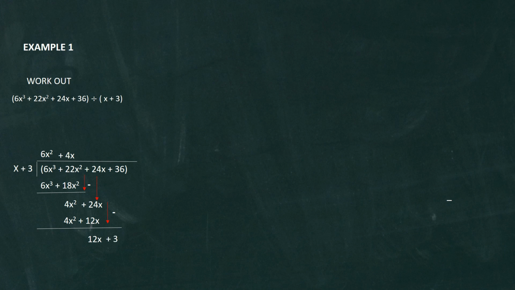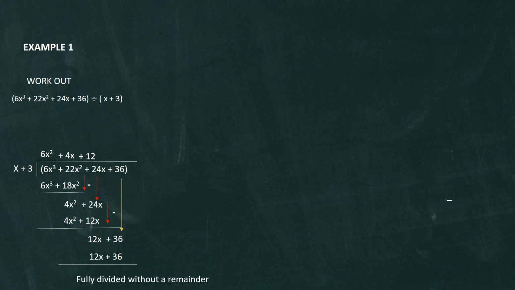Now again, we bring down the 36 to where 12x is, so that we have a new term to be divided, 12x plus 36. We ask ourselves how many times x plus 3 can divide into that, and that is 12 times. To find the remainder, we multiply 12 by x plus 3, which is outside the division sign, and that is 12x plus 36. On subtraction, we have 0. Clearly, the division is complete, there are no remainders, and that is how to divide polynomials.